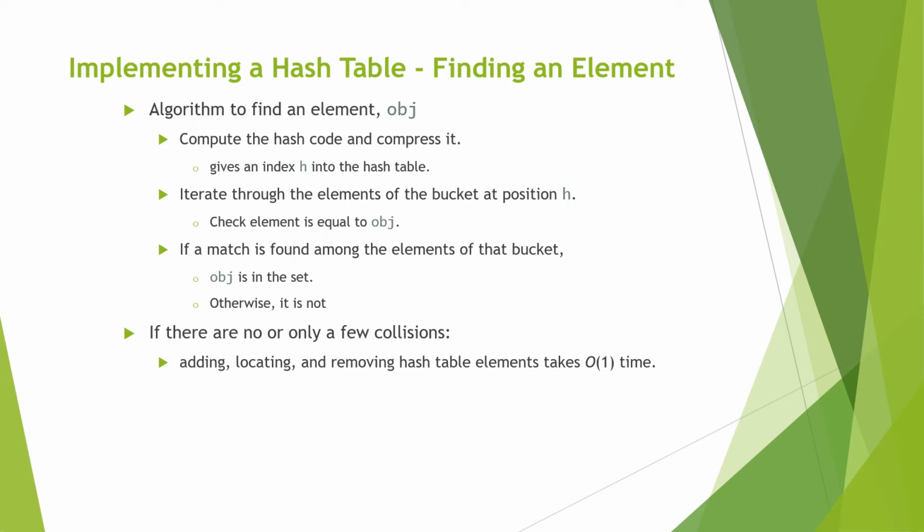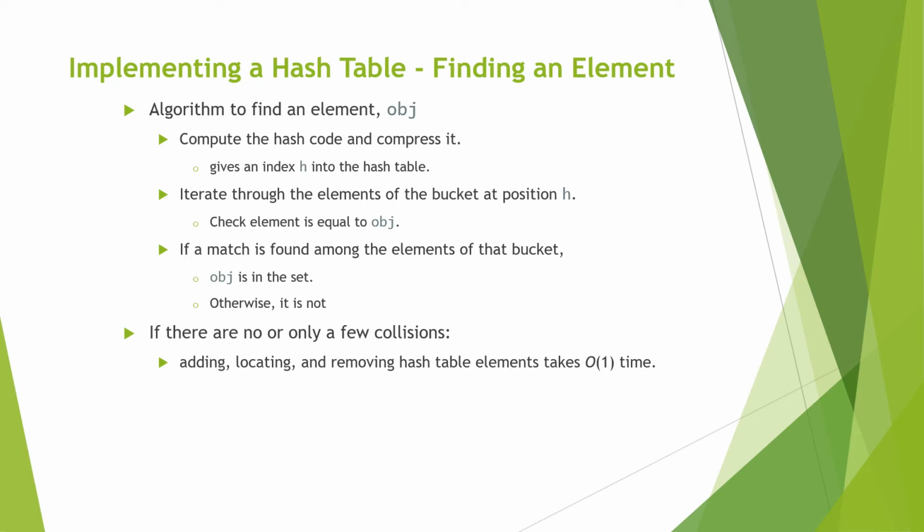First of all, let's assume that you're looking for an element called obj. So object obj refers to, or contains, the element that we are looking for. To find that element, we have to compute the hash code of that element and compress the hash code by dividing it by the size of the hash table that we have. When you calculate the hash code and you compress it, it gives you the index h into the hash table, and that index would be the only index in which object obj can be stored. So if the object cannot be found in that index or in that bucket, it means that it doesn't exist in the whole hash table.